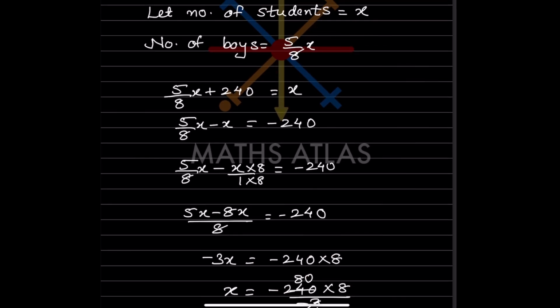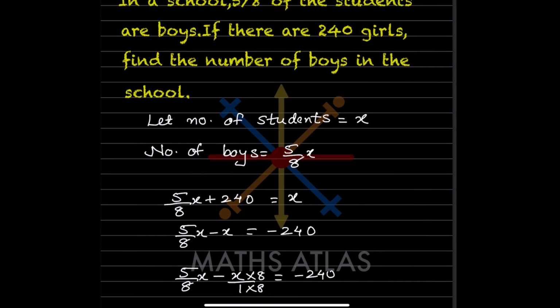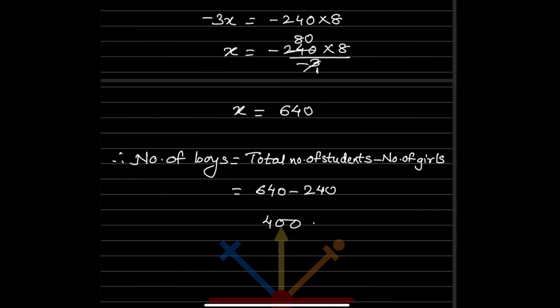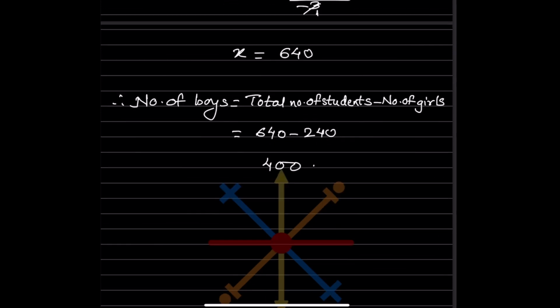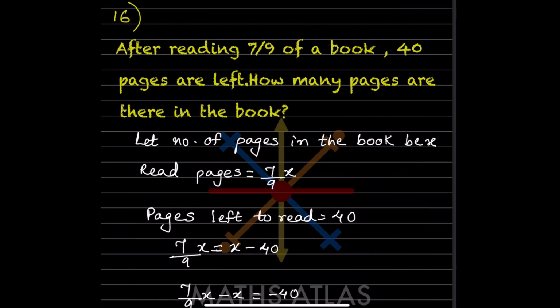So what is x? We have considered x as the number of students, and they have asked to find the number of boys. We got the number of students. So now what will you do? Number of boys will be total number of students minus number of girls. We know what is already given. So this will be 640 minus this one, 240. That is going to be, number of boys is going to be 400. Hope this is clear.